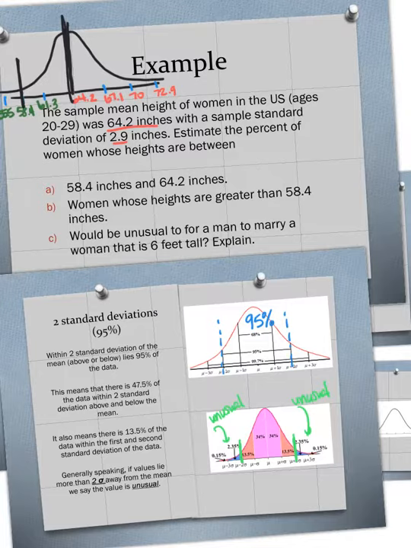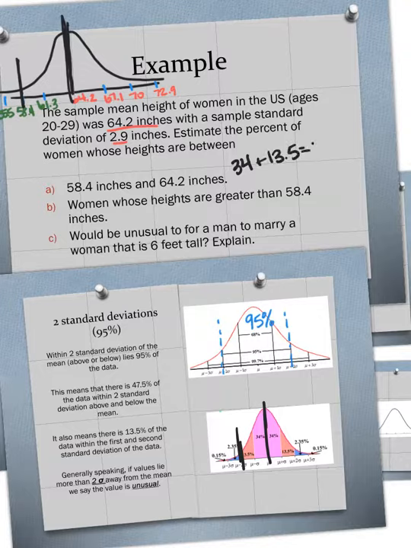In that area that we're looking at right now, let's clear this graph so you can see it. We can see that from the mean to the second standard deviation to the left is 34 plus 13.5%, or that's equal to 47.5%. So 47.5% of the data sits inside of here.